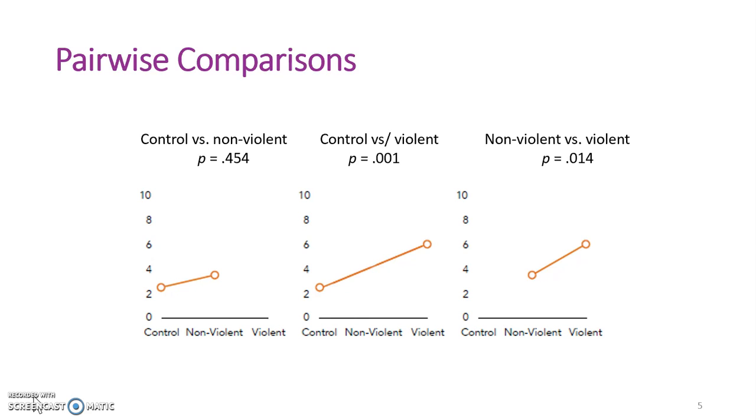When we look at the control versus the nonviolent condition, the p-value associated with this mean difference is 0.454. So there's no significant difference between the control and the nonviolent condition. When we look at the control versus the violent condition, the p-value is 0.001. So there is a significant difference between the control and the violent conditions, such that kids who play violent video games display higher levels of aggression than kids in the control condition. And for the nonviolent versus the violent conditions, the p-value is also significant. So it looks like kids who are playing violent video games are displaying higher levels of aggression than kids who are playing the nonviolent video games.